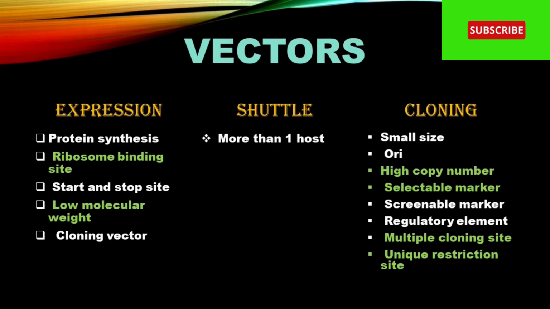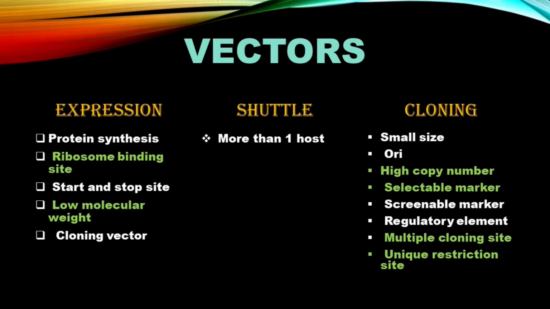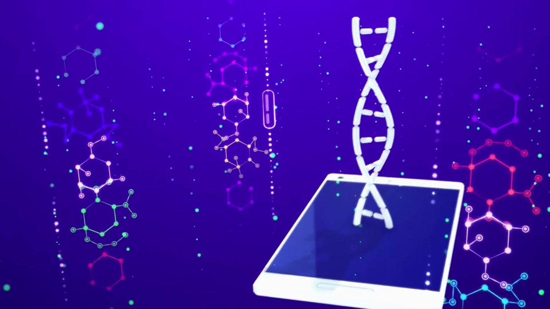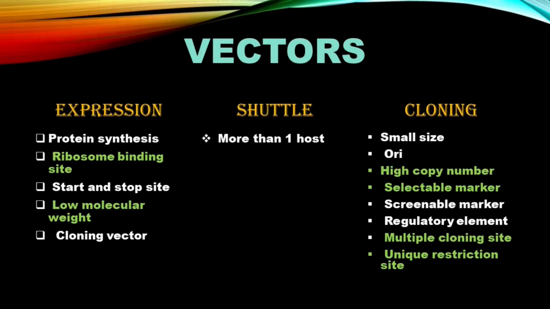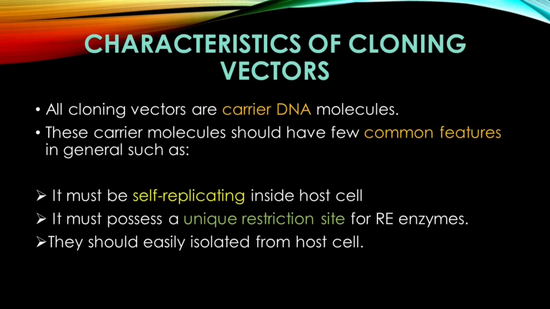Then the shuttle vector has more than one host. And in the expression vector, protein synthesis can be done. A ribosome binding site is also used in the expression vector, and start and stop sites, and it has a low molecular weight. Then what are the characteristics of cloning vectors?